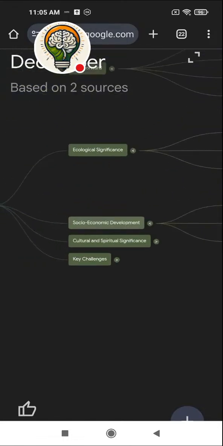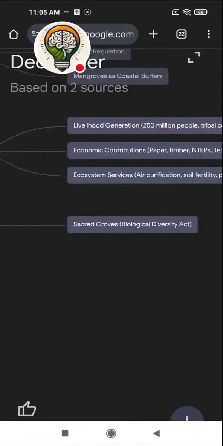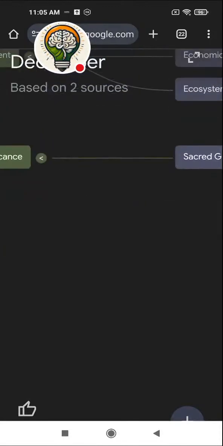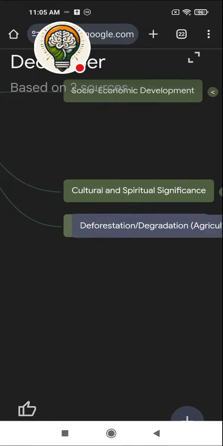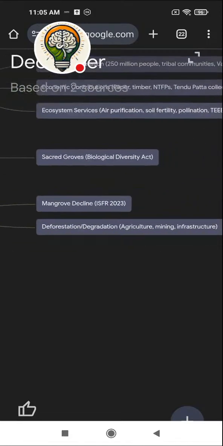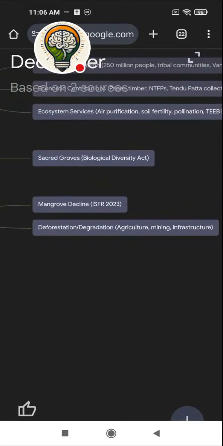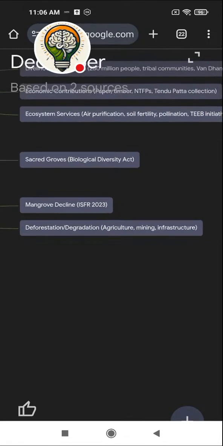Then the cultural and spiritual significance. So Scheduled Tribes and Biodiversity Act, and the challenges are the mangrove decline ISFR 2023, and deforestation, degradation, agriculture, mining, and infrastructure.